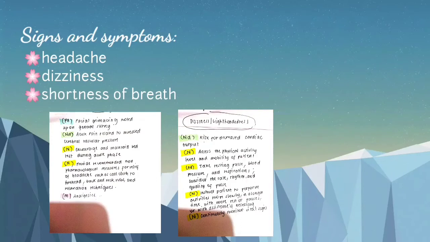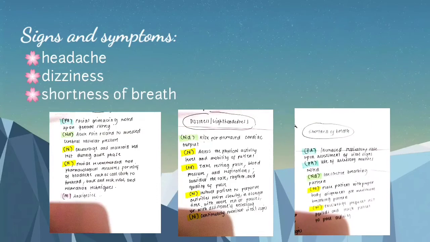monitor vital signs. For shortness of breath, physical assessment includes increased respiratory rate upon assessment of vital signs and use of accessory muscles noted. Nursing diagnosis includes ineffective breathing pattern, and nursing management includes place patient with proper body alignment for maximum breathing pattern and to encourage frequent rest periods and teach patient to pace activities.